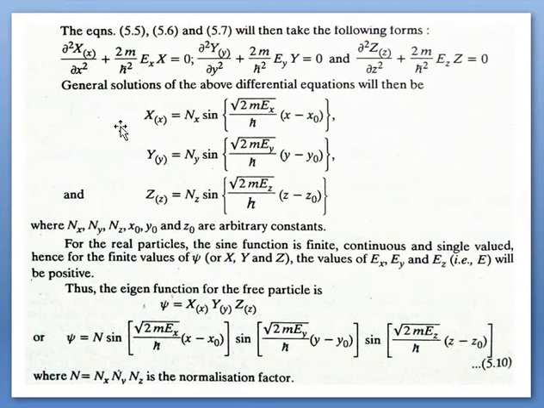The general solution of these equations, for capital X, which is a function of x, will be of this kind, where the square root of 2m Ex upon h bar is kept here, x minus x naught, and a factor is taken here. Similarly, we will have a solution of this kind for y and for z, where nx, ny, nz and x naught, y naught, z naught are constants. So now by substituting these three values in this equation, we will have the solution. So substituted here, these three values, nx, ny, and nz. And as a product of nx, ny, and nz, we kept here capital N. So this is the solution of the previous equation.